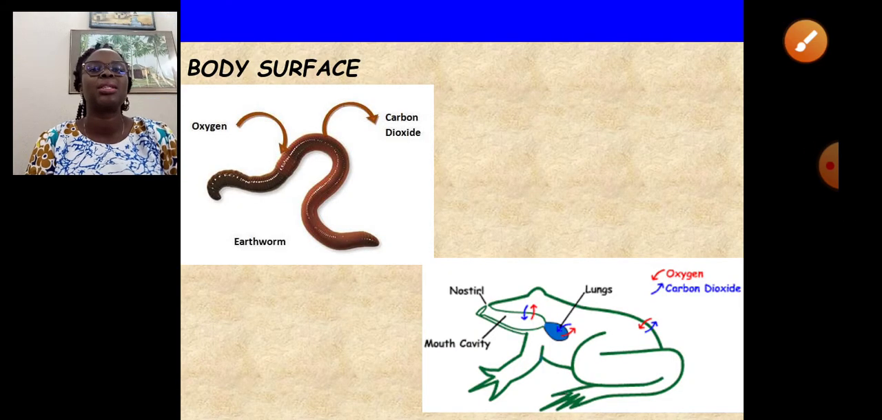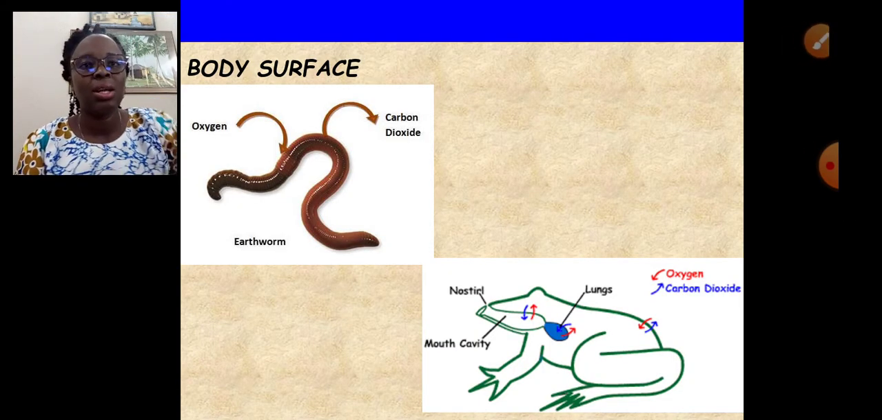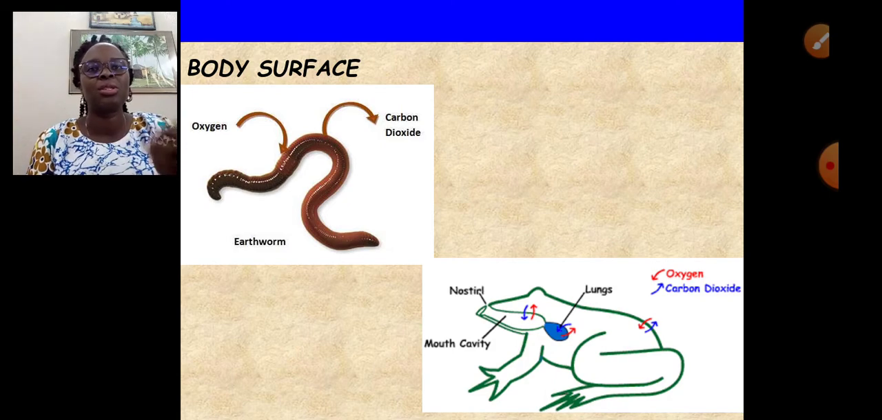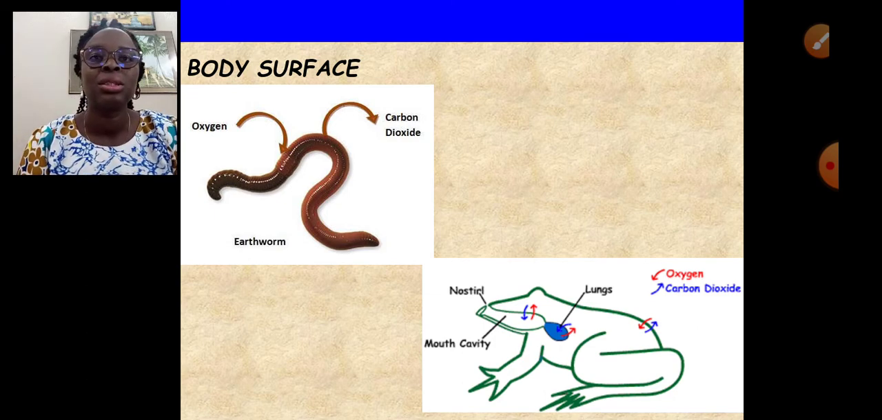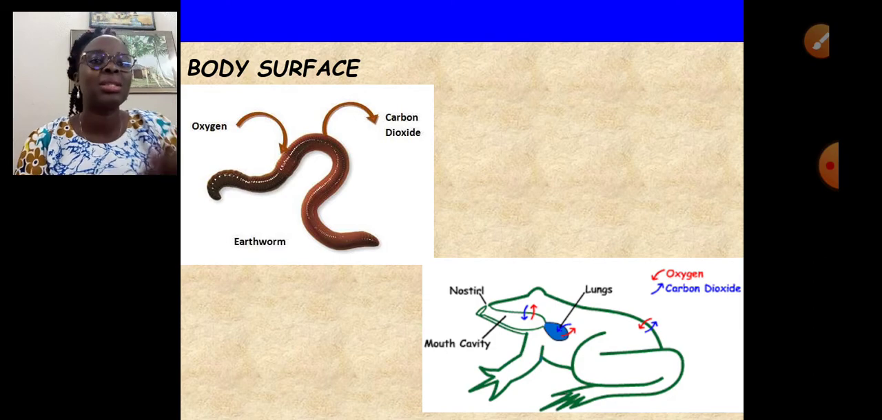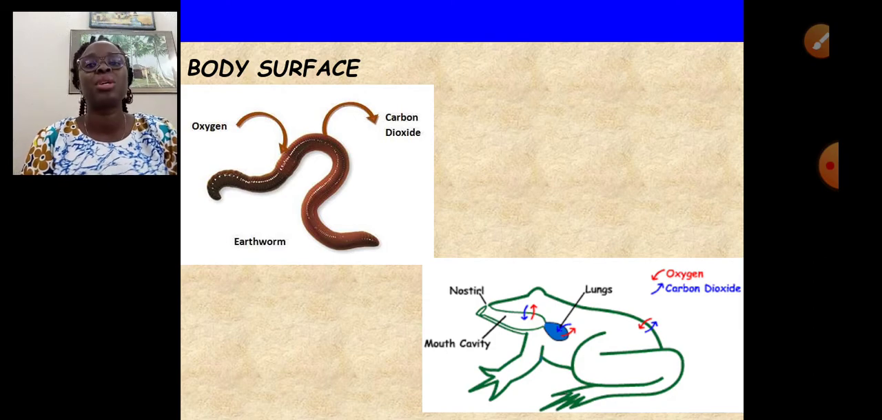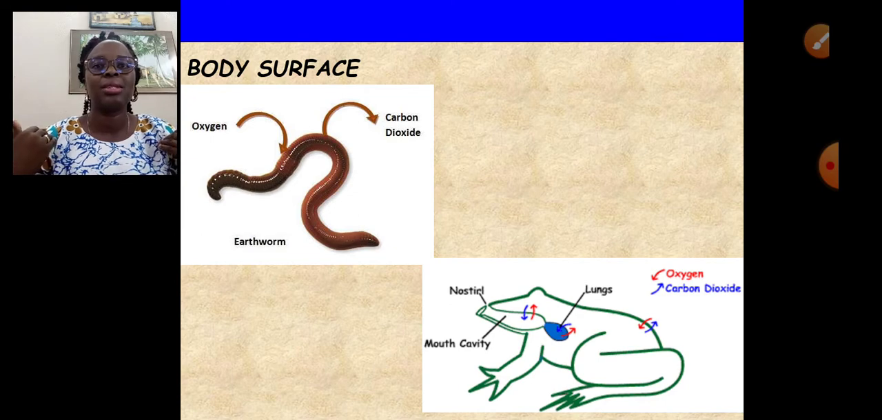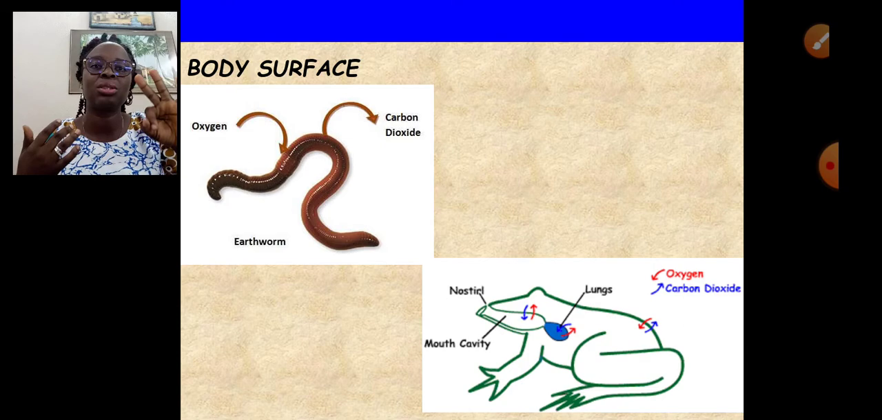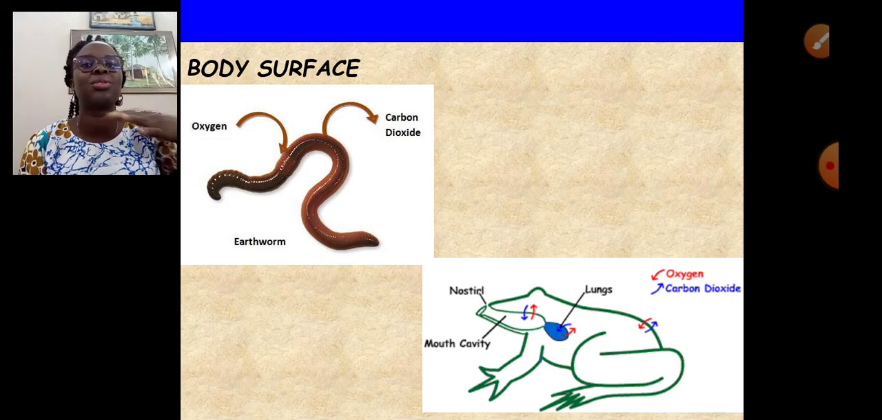Then the next one we want to look at is body surface. Now when you look at these two organisms, this is your earthworm, they make use of their body surface. You can see the arrow, oxygen is entering and carbon dioxide is leaving the earthworm just through the body surface, their skin. The same for toad, your frog, they make use of their body. Even though for the toad we are still going to get three respiratory surfaces, we are looking at body surface, just the skin now. So your toad makes use of the skin.